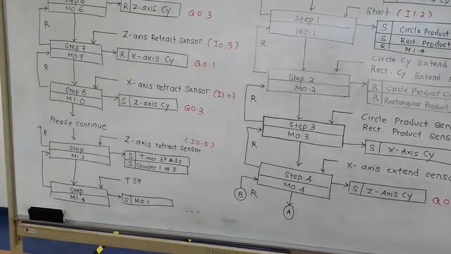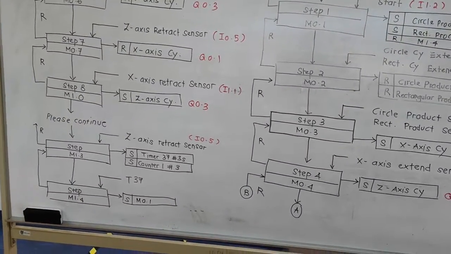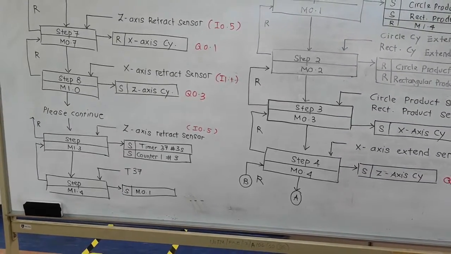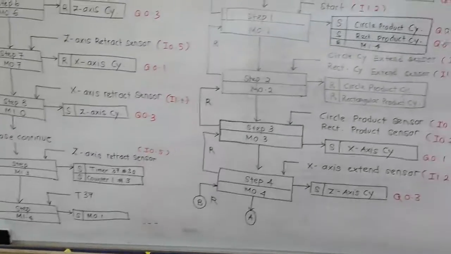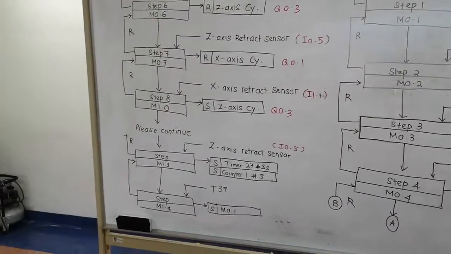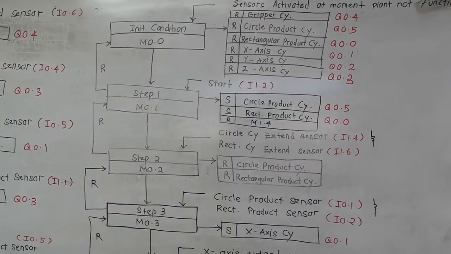So now to do a looping program, as I guided you in the class, what we can do is that the last step must set the first step. So that's why step M1.4 is used to set M0.1, and the first step here must reset the last step. Our last step is M1.4, so that's why here reset M1.4.